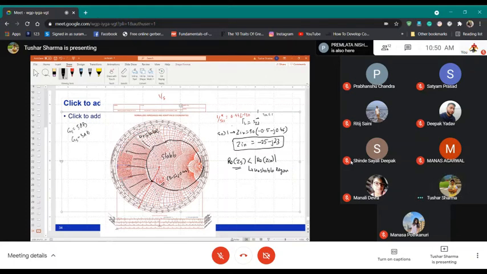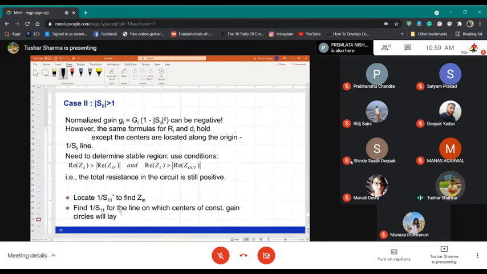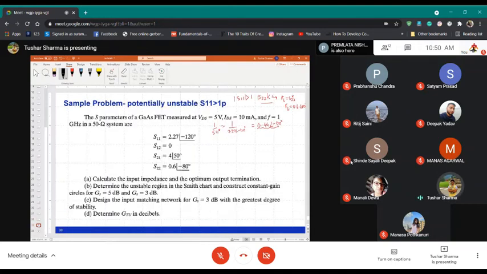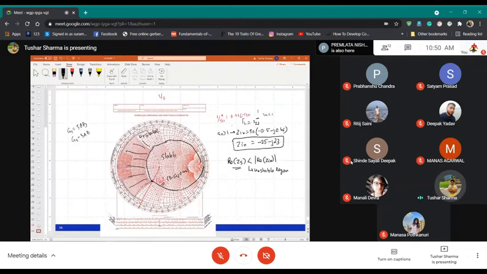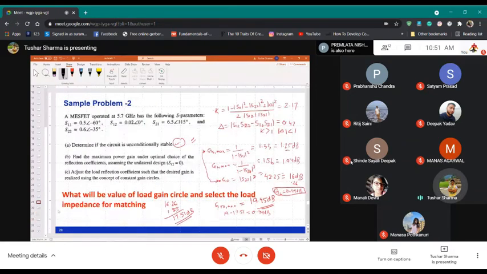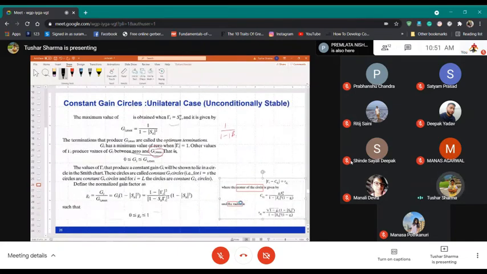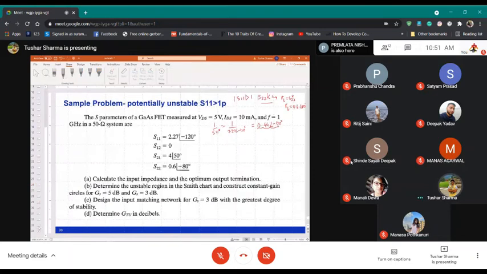So same कहानी है gain circle की. For gain circle, as I mentioned here, this is a potentially unstable case. For gain circle, you have to follow 1 over S11. First find 1 over S11 and then use that normalized GI value, GS, find normalized GI from here and then substitute that GI in radius and center expression which were here. Those are still unchanged. जो यहाँ पे expressions थे. Actually, I can just copy it again there so that you guys remember.